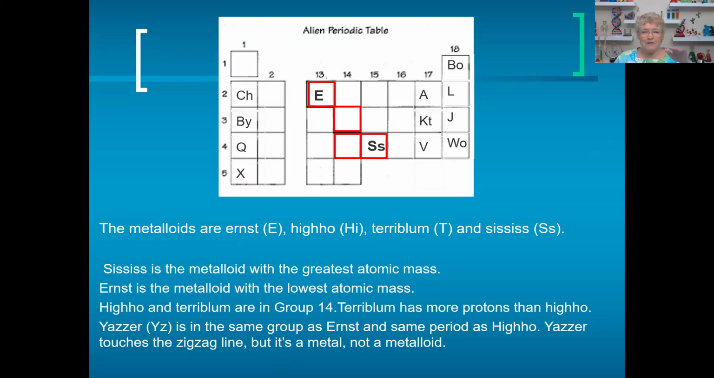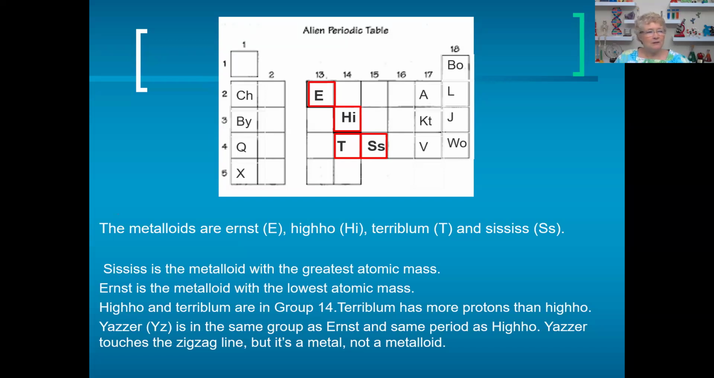Do the family first and then the period. Yep, it's going to be 14, 3 right there. All right, now the last one left then is going to be Terriblum. We know that that's right there.